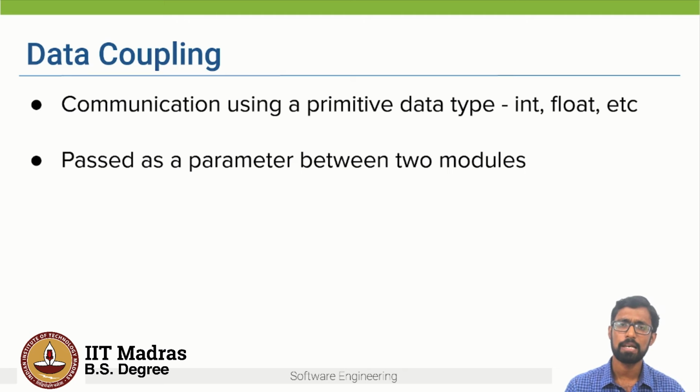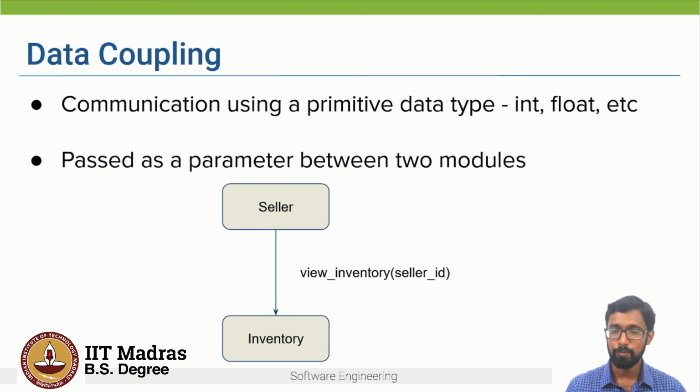So let's take an example of the Amazon seller portal, right? Let's say I want to view the inventory items of a particular seller. How can I do that? The seller module will query the inventory module to view the inventory using a seller ID, which is usually an integer or a string, right? So this is an example of data coupling, where communication between modules happens through primitive data types.